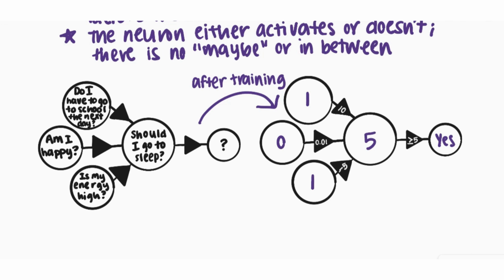And that is greater than or equal to the threshold. So the answer is yes, we're going to go to sleep. And that means the neuron was activated.